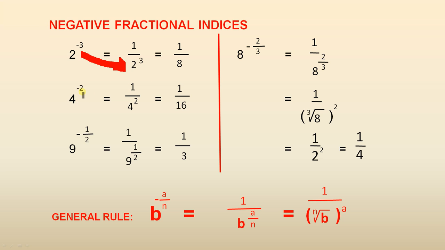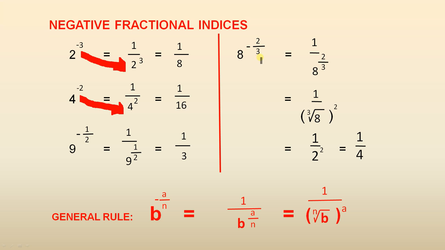4 to the power of -2 is 1/4 squared. When 4 to the -2 goes to the denominator, that becomes a 2. You just change the sign. 1/4 squared is 1/16. 9 to the power of -1/2 is 1/9 to the power of a half. All you do is change that sign. We know that 9 to the power of a half is the square root of 9. The square root of 9 is 3, so the answer is 1/3.